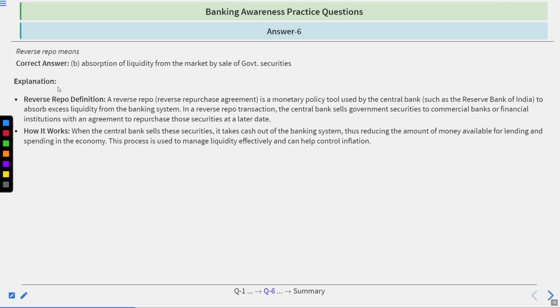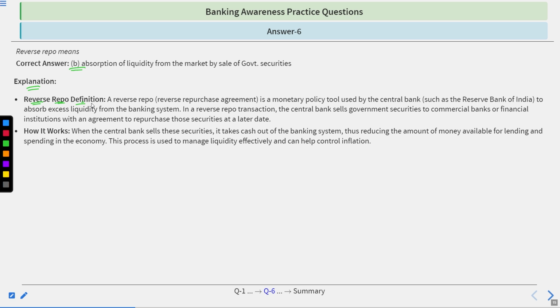Time's up. Correct answer is B. Let's go by the explanation. Reverse repo definition. Reverse repo or reverse repurchase agreement is a monetary policy tool used by the central bank, like the Reserve Bank of India, to absorb excess liquidity from the banking system. In a reverse repo transaction, the central bank sells government securities to commercial banks or financial institutions with an agreement to repurchase those securities at a later date.